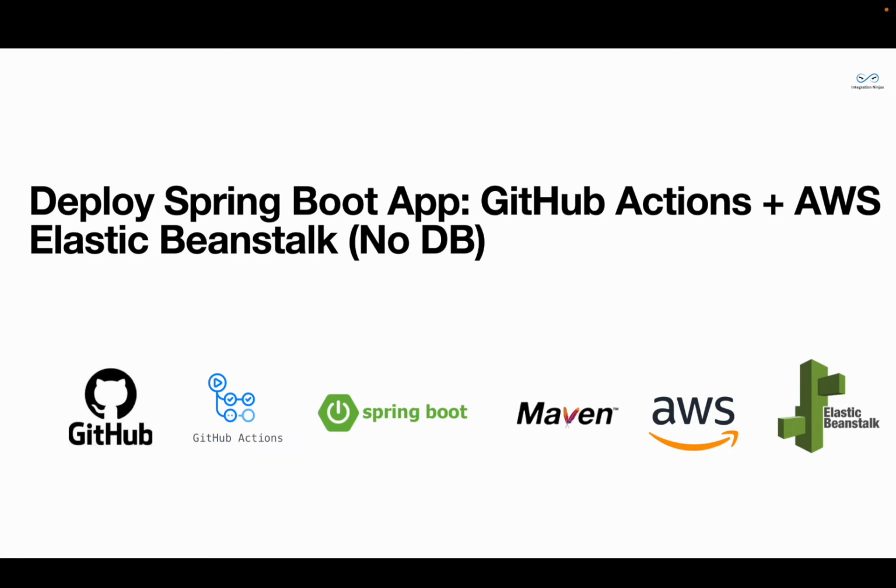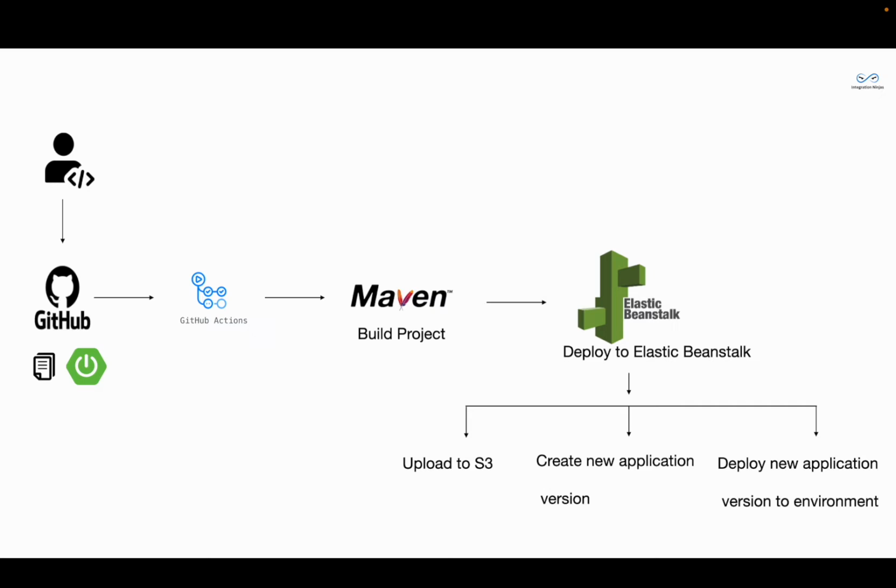Let's get started. In this video, we will have a simple Spring Boot application. There will be no database connectivity. We will create a GitHub Actions workflow file, and in that workflow we'll add some steps. We will build the project and we'll add an action which will deploy our Spring Boot application to AWS Elastic Beanstalk. That action will upload the Spring Boot application jar file to the S3 bucket, and then it will create a new application version and deploy the new application version to the AWS Elastic Beanstalk environment.